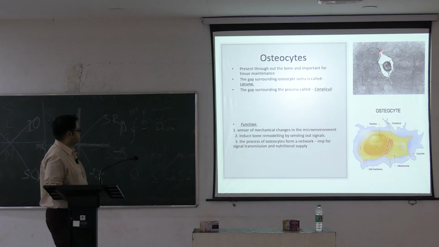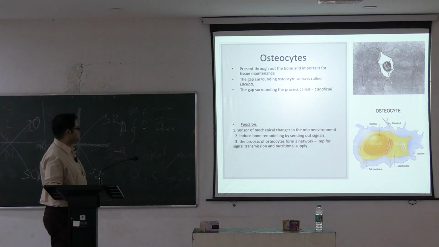This is the microscopic structure of an osteocyte. Osteocytes are the basic functional units of the bone. It is present throughout the bone and is important for tissue maintenance. Now, this is the soma, the cell body of the osteocyte, and the gap surrounding the soma is called the lacunae. And this is the canaliculi, the gap surrounding the processes. These are the processes of the osteocyte, and the gaps that you can see around these thin white parts are the canaliculi.